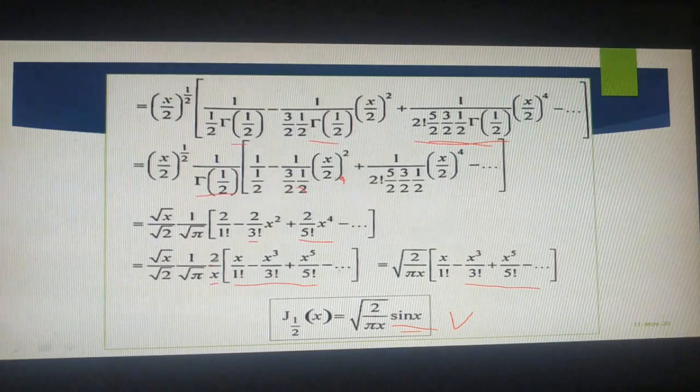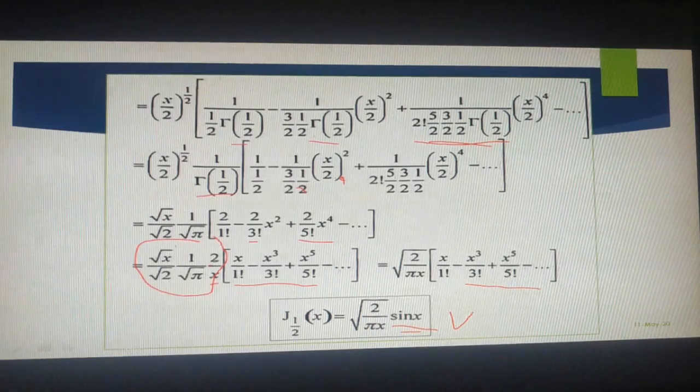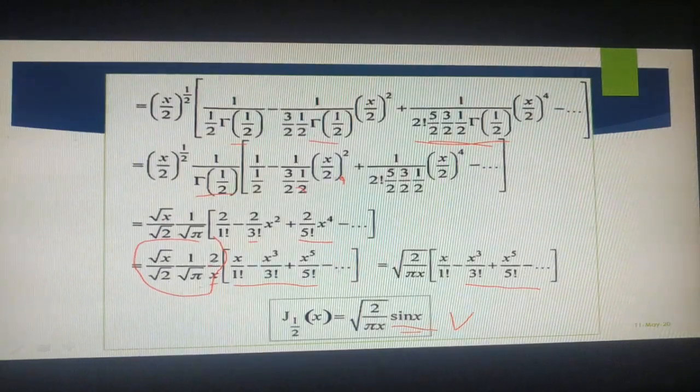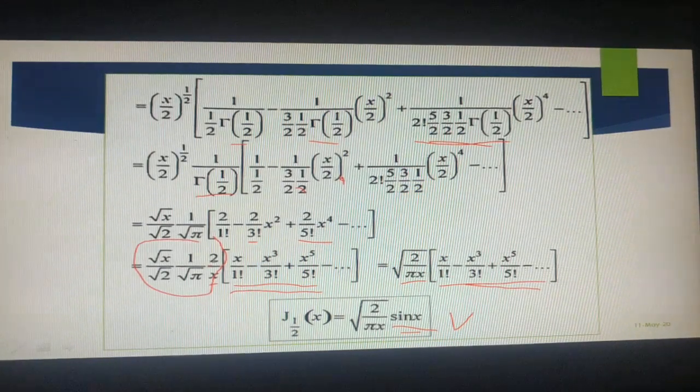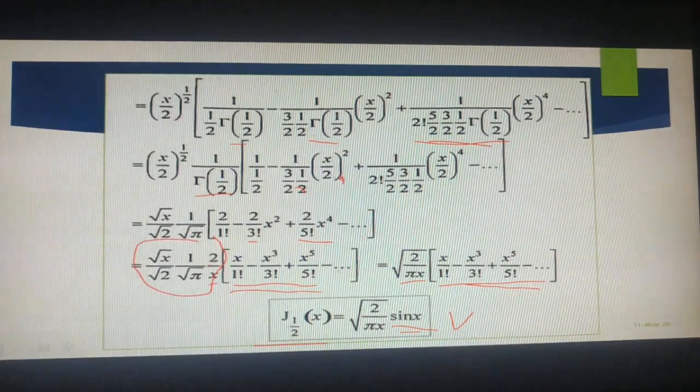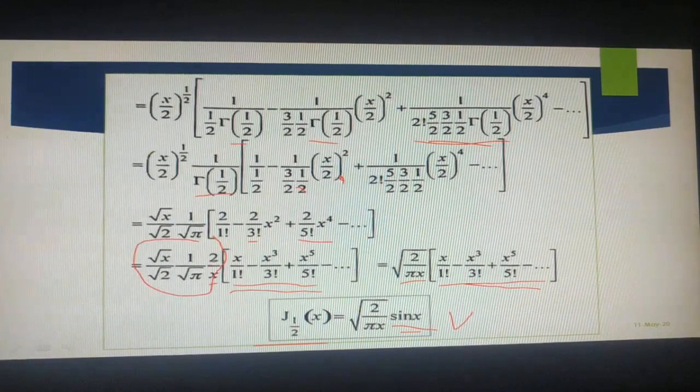Okay, so now if you simplify this particular part, what am I going to get? The 1 root 2 gets cancelled in the numerator, root x into x, so 1 root x will be there in the denominator, isn't it? So root 2 by pi x will be there outside, and the remaining portion, as you know, clearly represents sin x. So J half of x will be equal to under root 2 by pi x into sin x.